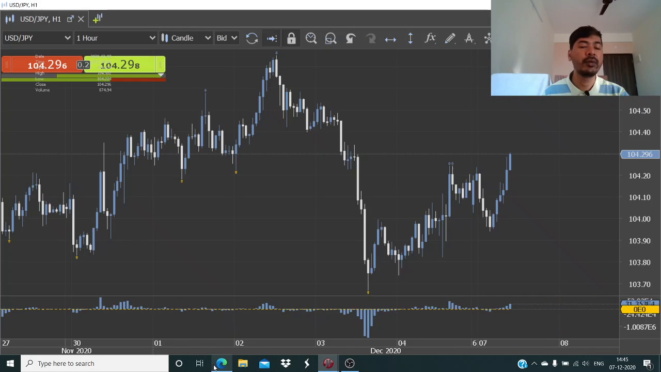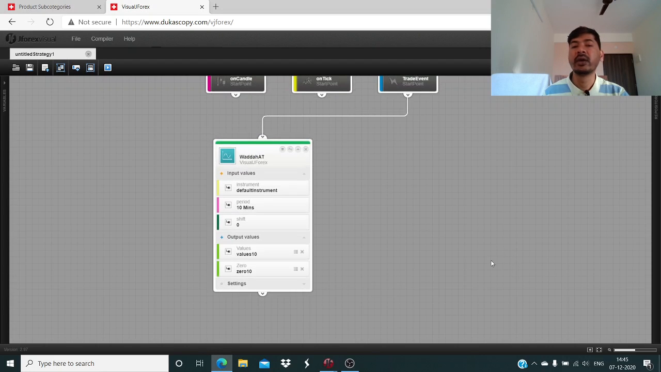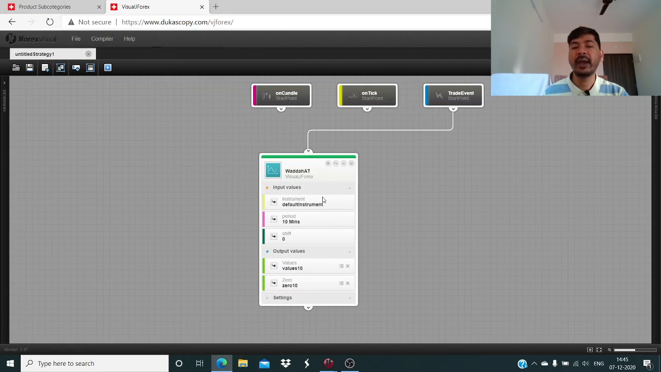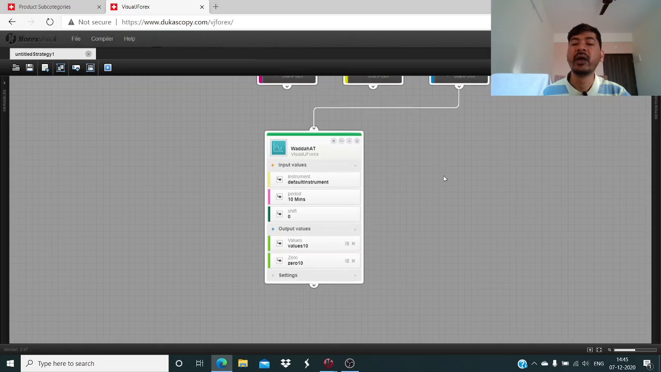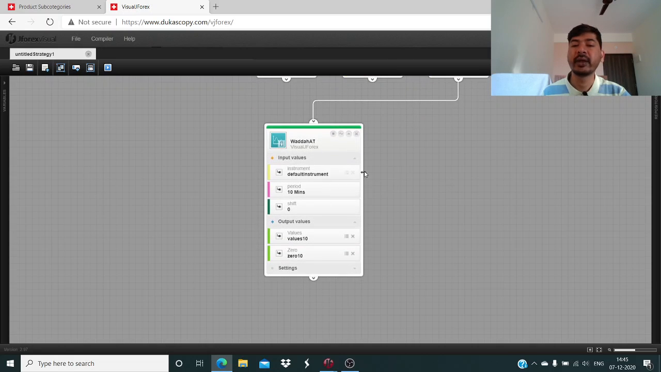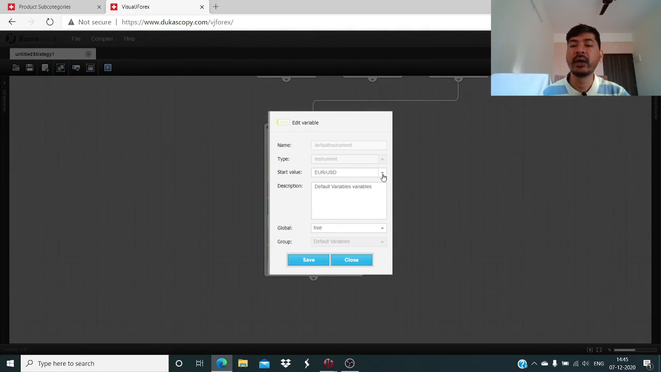Now let's head back to the Visual JForex board. As I said, we have to define these input parameters. The first input parameter is the default instrument. As I said, we can keep EURUSD as it is or take any instrument which is listed amongst this. And for today's session, we will be utilizing the USD JPY as our instrument of choice.